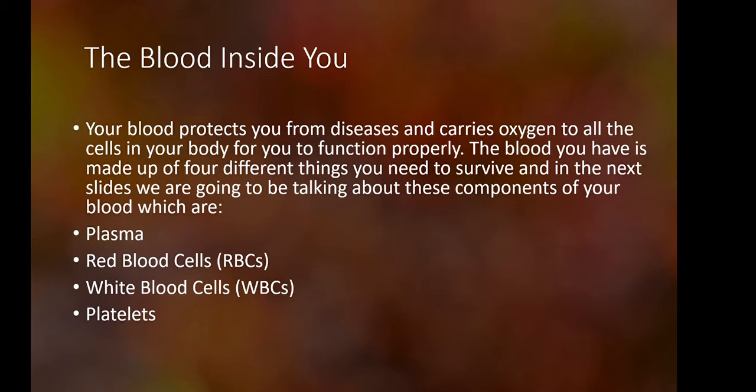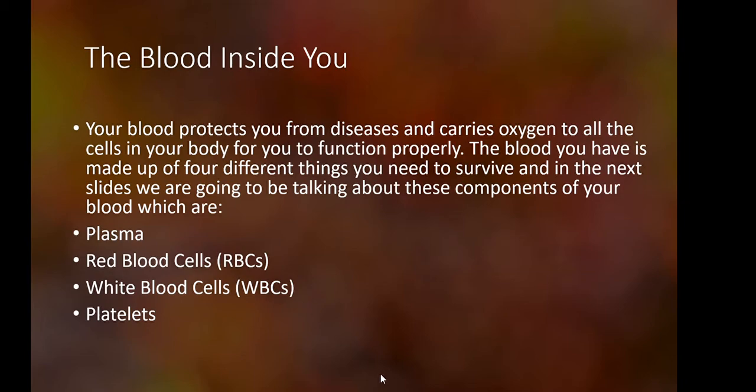This is an important part because you want to know, what does your blood do? The blood doesn't actually do it. The components of your blood do it, mostly. So, your blood protects you from diseases and carries oxygen to all the cells in your body for you to function properly. The blood you have is made up of 4 different things you need to survive. And in the next slides, we're going to be talking about these components of your blood, which are plasma, red blood cells, also known as RBCs, white blood cells, also known as WBCs, and platelets.